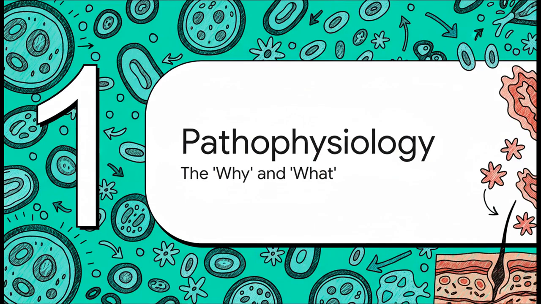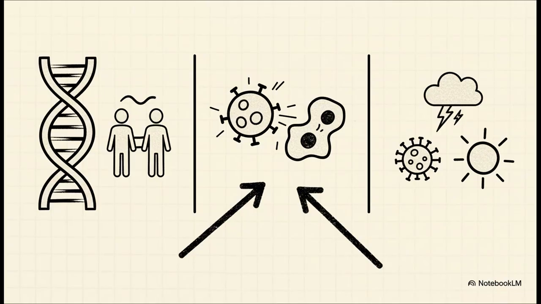All right, let's jump into section 1, pathophysiology and presentation. This is all about understanding the fundamental why and what behind this disease. Psoriasis is truly a perfect storm of factors. On the genetic side, there's a really strong link to specific HLA types. Get this, there's a 70% concordance in identical twins.